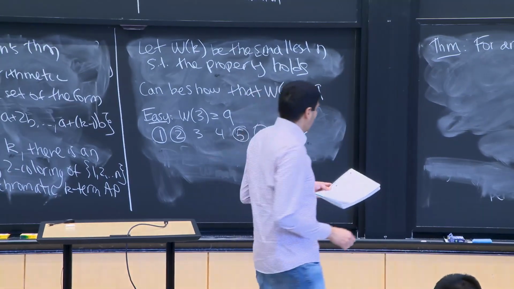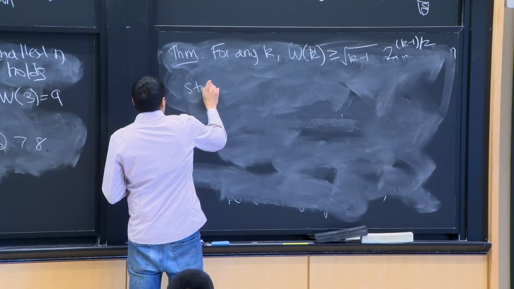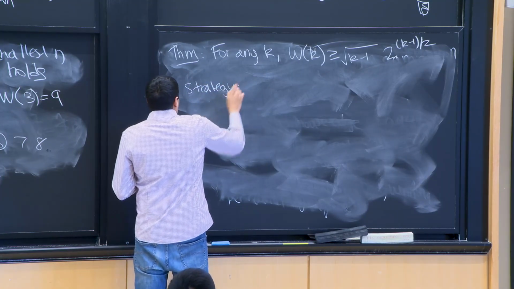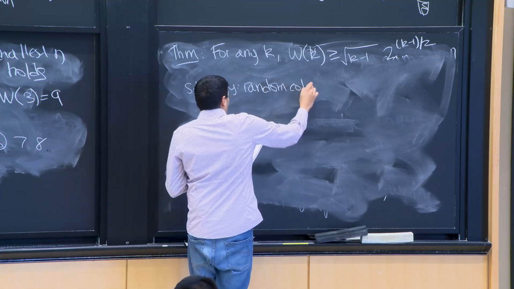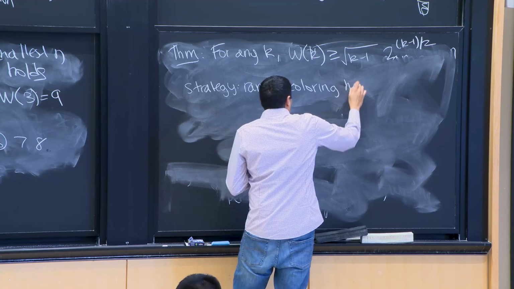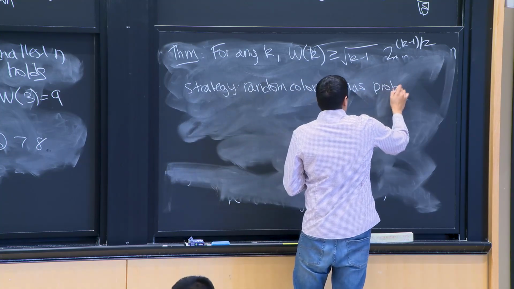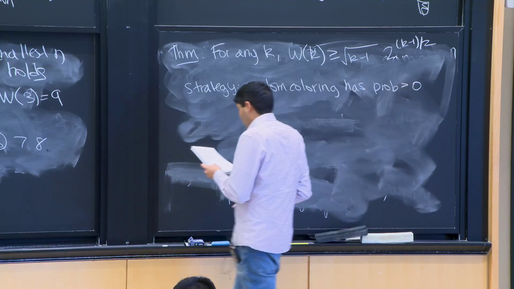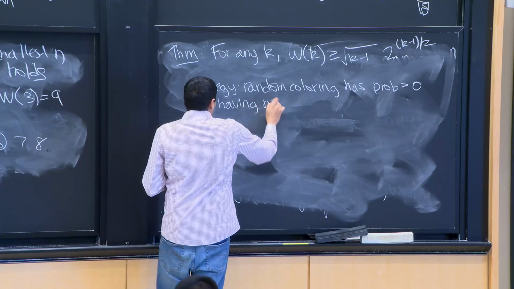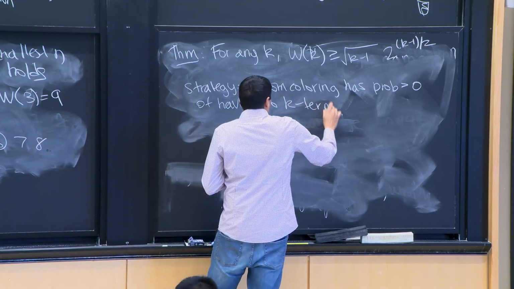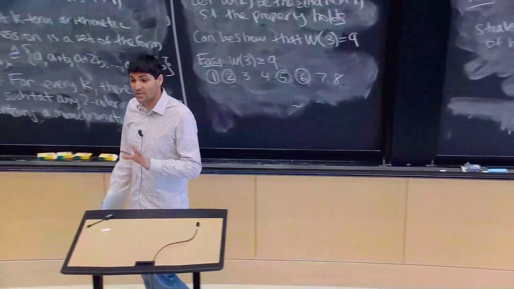And the crucial thing about this, which I really want to explain, is the strategy. What we're going to show is that a random coloring for the choice of n equal to this, has positive probability, greater than 0, of having no k-term AP. So now this is making good on some of the promises I made you, right?